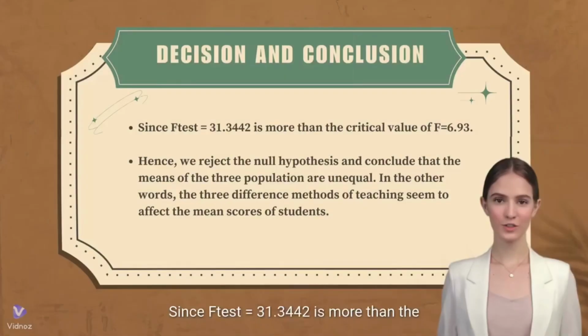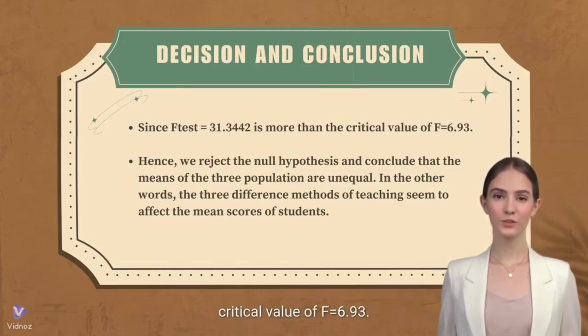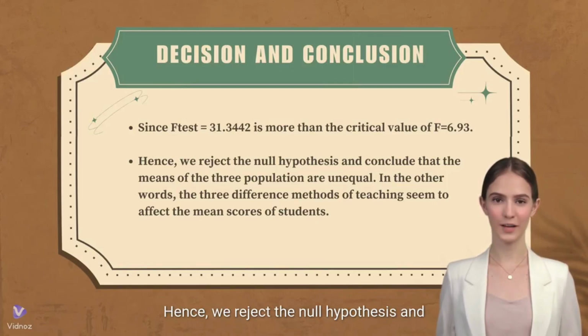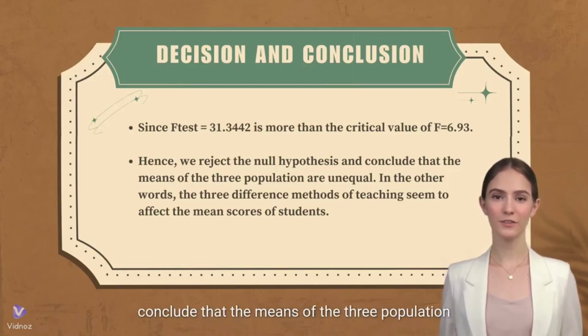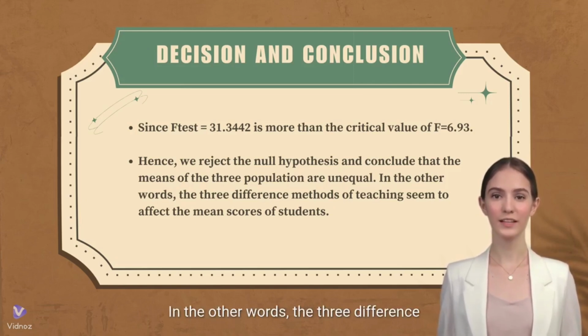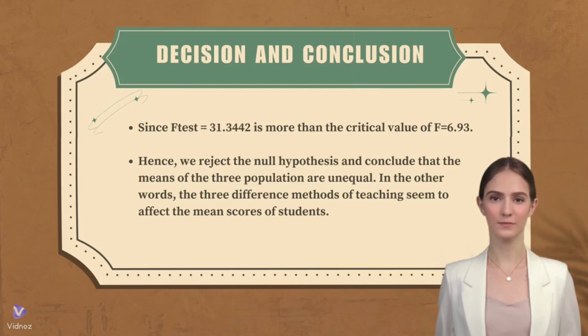Since the test statistic 31.3442 is more than the critical value of F, which is 6.93, hence, we reject the null hypothesis and conclude that the means of the 3 populations are unequal. In other words, the 3 different methods of teaching seem to affect the mean scores of students.